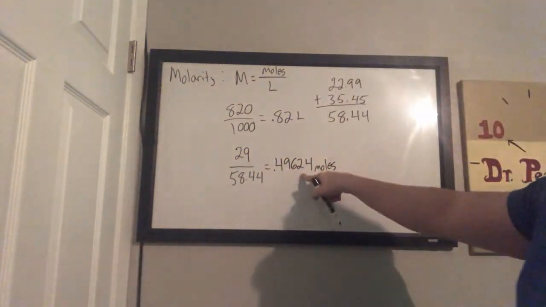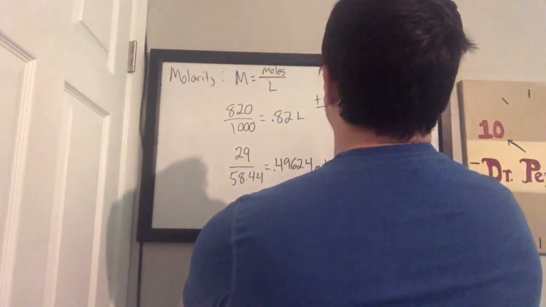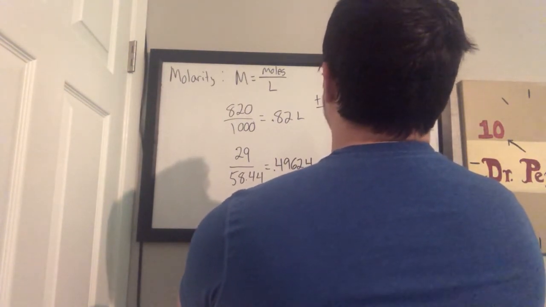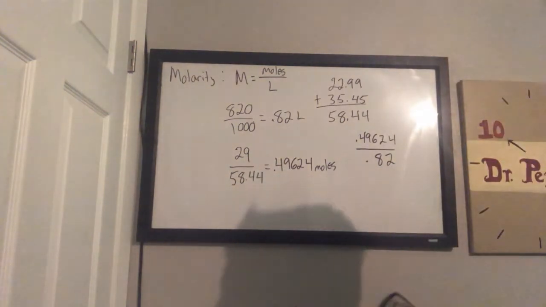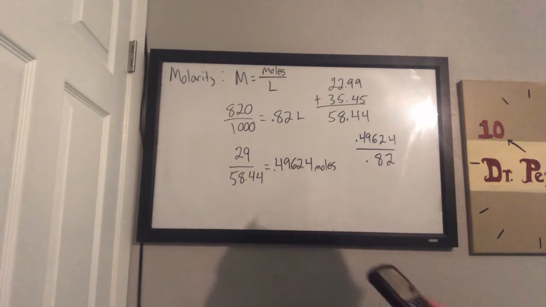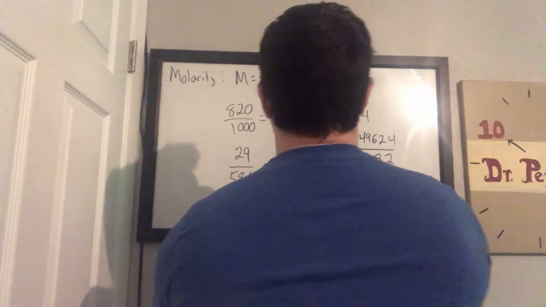And now we have our moles and our liters, so now we're good to go. Put the moles on top, divided by our 0.82. Each of our measured values that they provided for us in the beginning have 2 sig figs, so we're going to round this answer to 2 sig figs. And so that is going to be 0.61 molar.